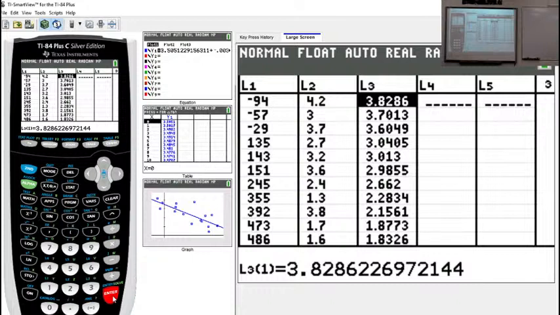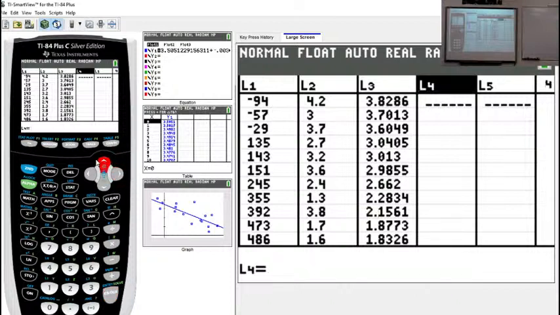I got an error. Let me come back to you. Let me show the rest of this. So here, my observed are in list 2. Here are my predicted in list 3. So if I want observed minus predicted, let's go over to list 4 and put in observed minus predicted.